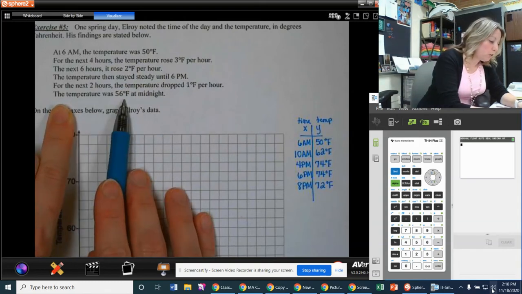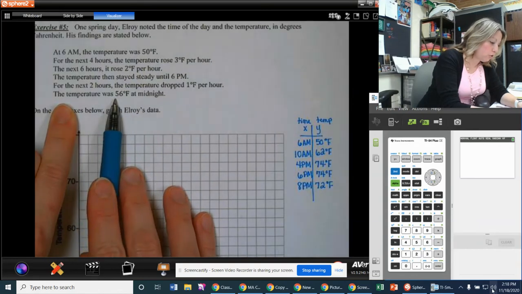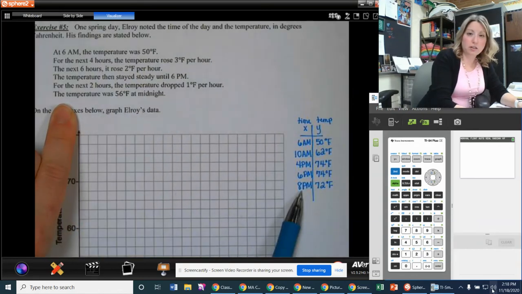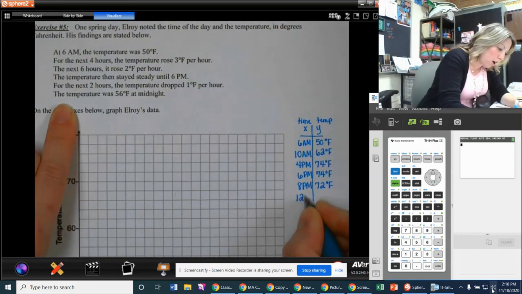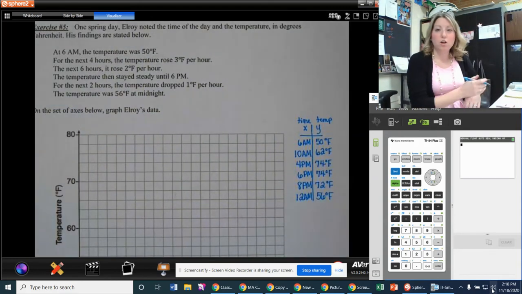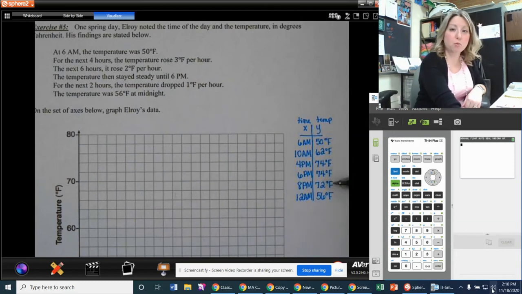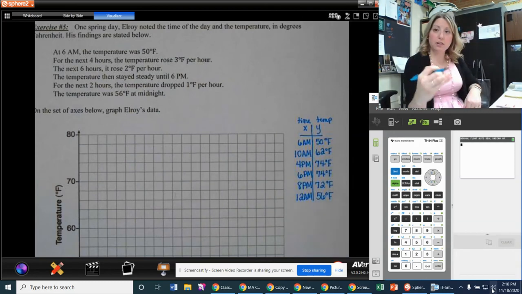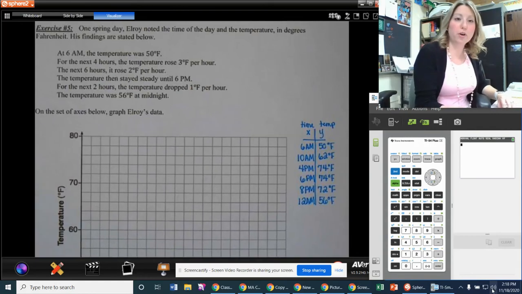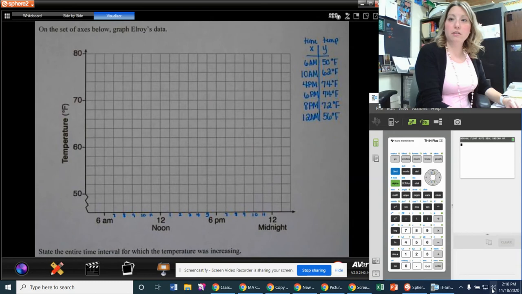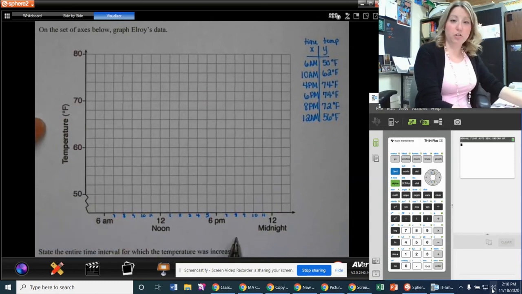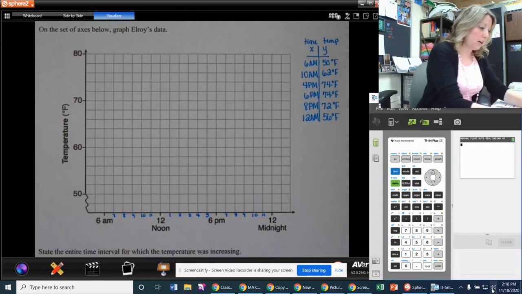Then the temperature was 56 degrees at midnight. So they're not giving us a time to add to this. They're actually giving us 12 a.m., and the temperature to get to, which is 56 degrees Fahrenheit. So these are the points that I'm going to plot. That's the reason I did it the way I did, so that I can plot these points, and I base that on the scale and the labeling that the regions had given me. So I did it that way.